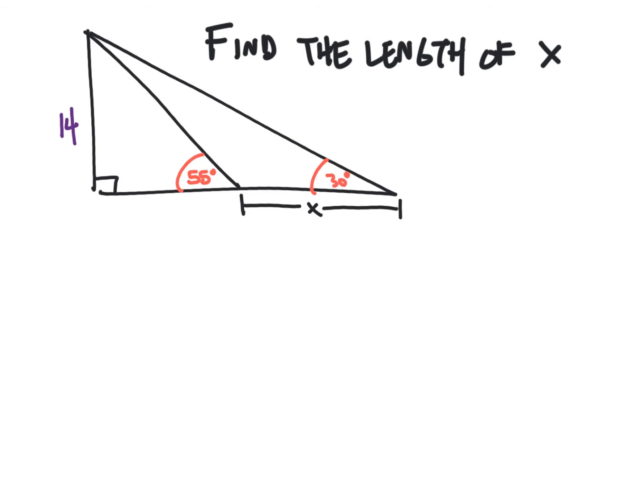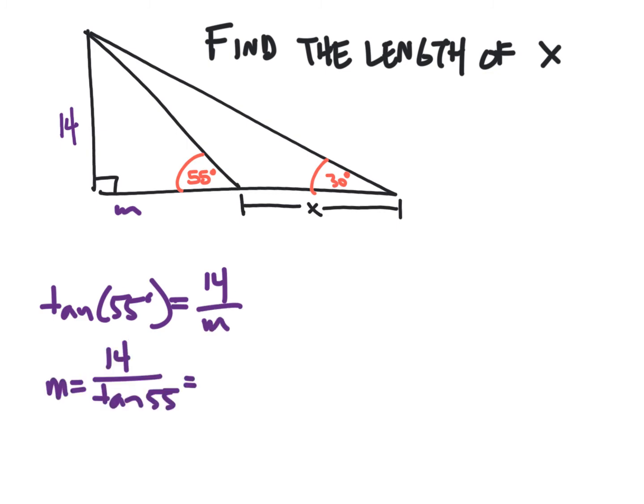All right, so the very first thing that I'm going to find is the length of the base of this first smaller triangle. So I have to think, which ratio do I want to use if I have the opposite and I'm looking for the adjacent to this 55? Well, opposite and adjacent is tangent. So let's just give this side some letter m. And the tangent of 55 degrees will equal the opposite, 14, over m. So moving some things in the equation around, we get m equals 14 over tan 55. So m equals 9.8.